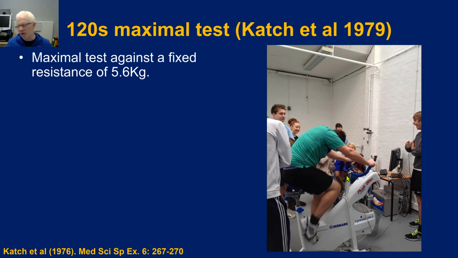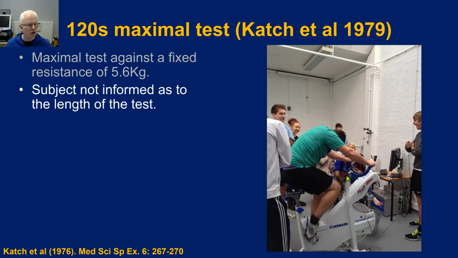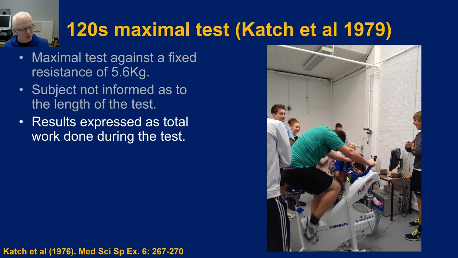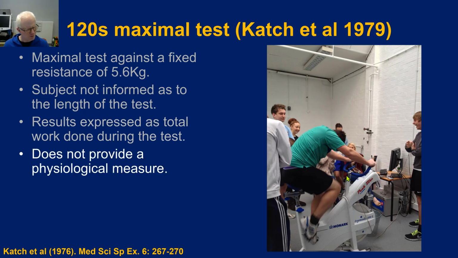It's a fixed resistance of 5.6 kilograms on a cycloergometer. Although it's a 120-second test, you don't tell the participant how long the test is for. And then we express the outcome of the test as the total work done, the total joules or kilojoules or total wattage that was performed.